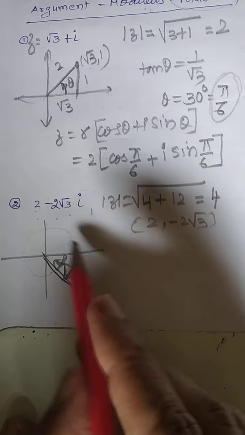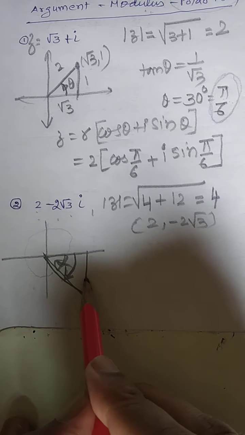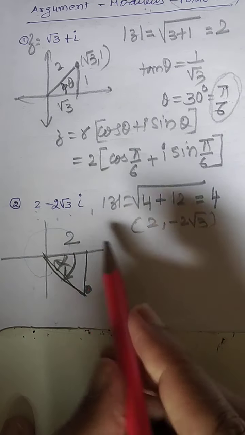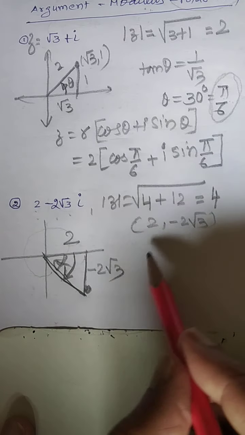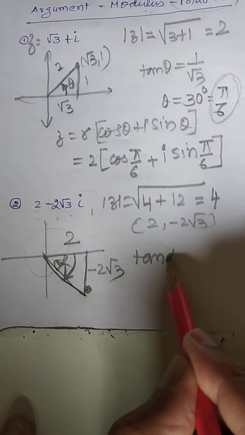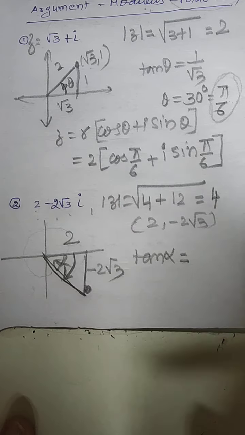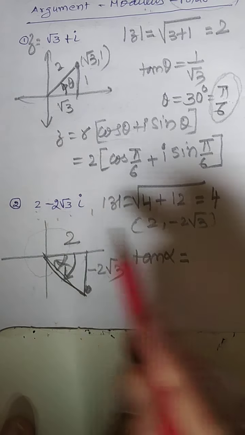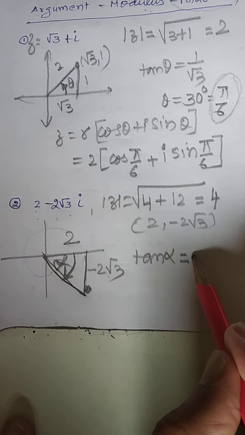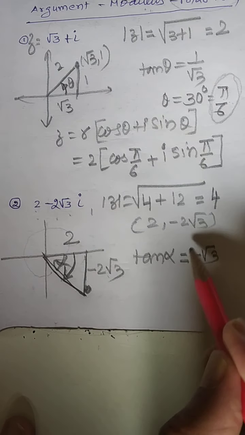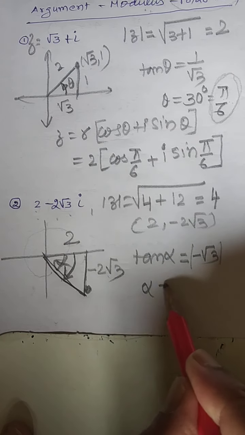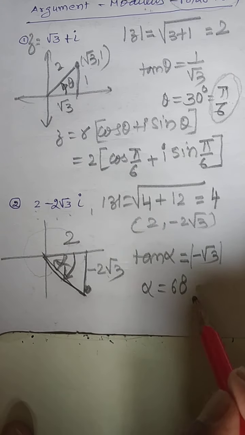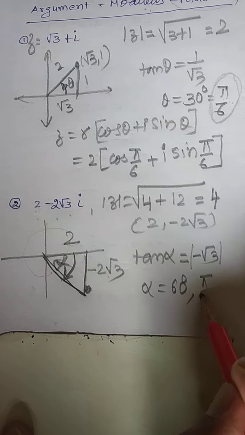Now, connecting again, this is 2 units and this height is nothing but minus 2 root 3. I am asking you tan of alpha. Tan alpha will be equal to this by this. If you simplify, you will get minus root 3. We'll talk about only the magnitude value. So alpha is nothing but 60 degree, or it will be pi by 3.